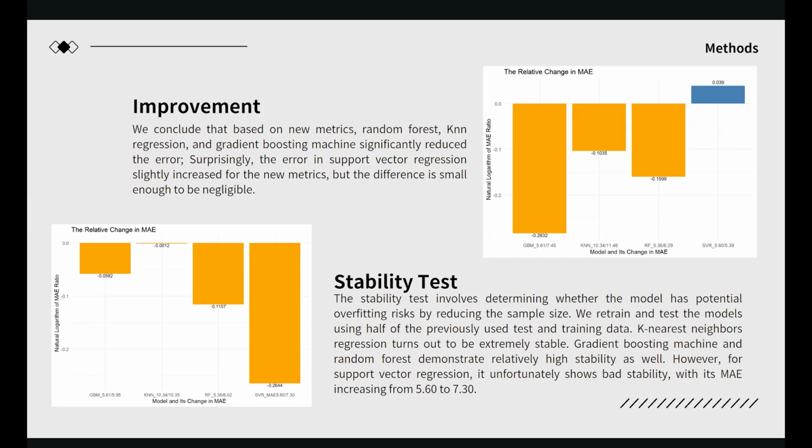The relative change in model accuracy is represented by the natural logarithm of the MAE ratio. In this context, a lower relative difference in MAE indicates greater model stability. Based on their accuracy and stability, the four models are evaluated, and the final choice is made. From the plots, KNN regression turns out to be extremely stable. Gradient boosting machine and random forest demonstrate relatively high stability as well. However, SVR unfortunately shows bad stability, with its MAE increasing from 5.6 to 7.3.